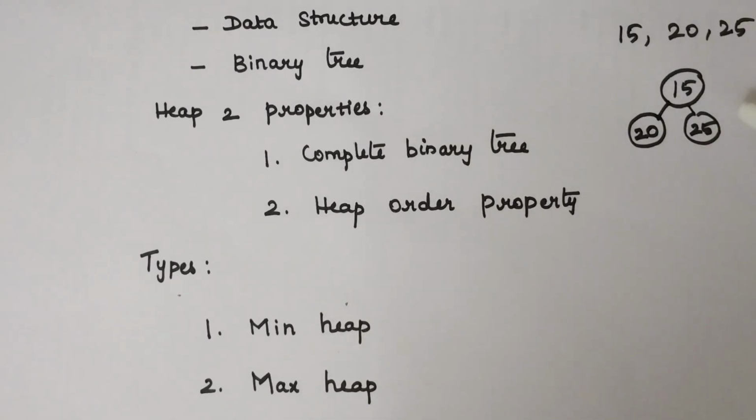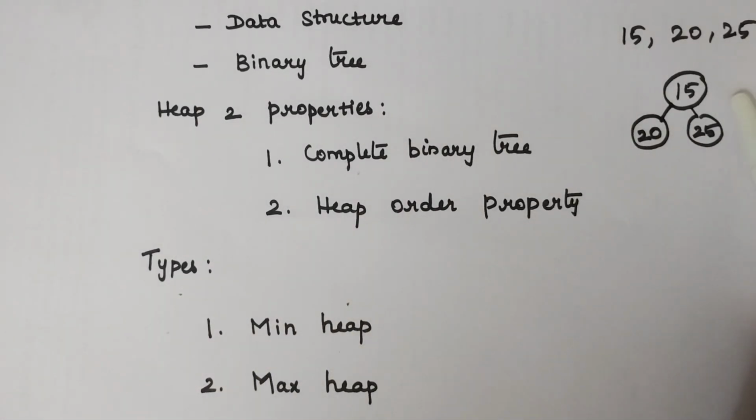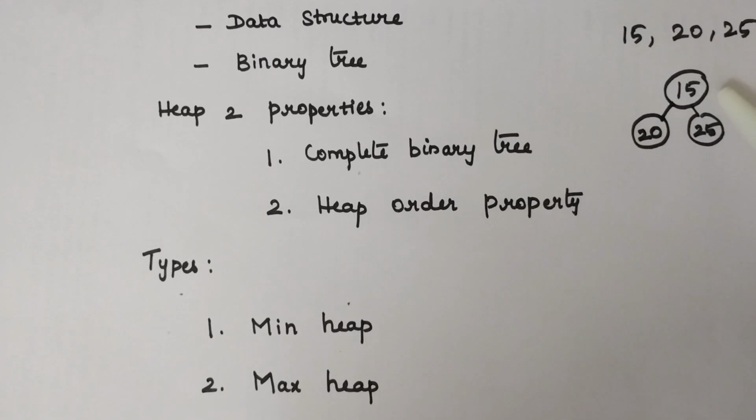When we take max heap, always the value of the root node should be greater than their children, or you can say the value of the parent node should always be greater than their children. This property should be applied for all the levels of the complete binary tree. So this is the heap order property. When it is min heap, the root node value should be minimum compared to their children. When it is max heap, the root node value should be greater than their children. Min tree always has the smallest element at the root node, and max tree always contains the largest element at the root node.